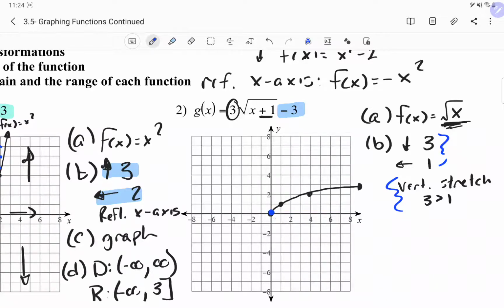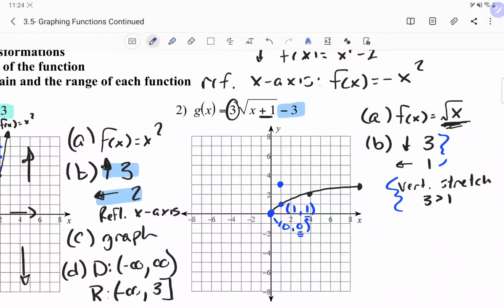So if I multiply, this one was 0, 0. If I multiply the y value by 3, it's still 0. So I have a point here. Then I'm going to look at this one. This one is 1, 1. I'm going to multiply the y value by 3, and it becomes 3. So 1 times 3 is 3. So it's going to go up to 3, and this will be my new point.